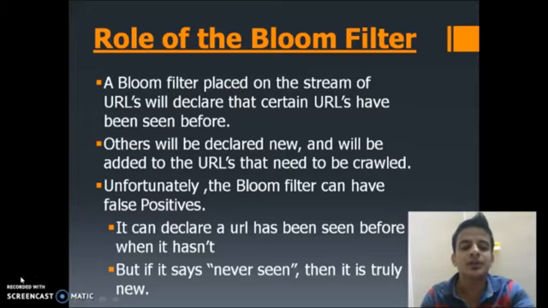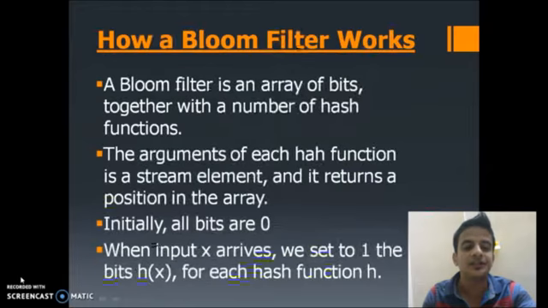When a URL arrives on the stream from a crawling task, we can pass it through the Bloom filter. This filter will say either that it has seen the URL before or not. If the filter says it has not seen it before, then the URL will be added to the list of URLs to be crawled and eventually assigned to some crawling task. But in some cases, the Bloom filter may give a false positive, saying the URL has been seen before when in fact it has not. If the Bloom filter says the URL has never been seen before, then there is no false negative.